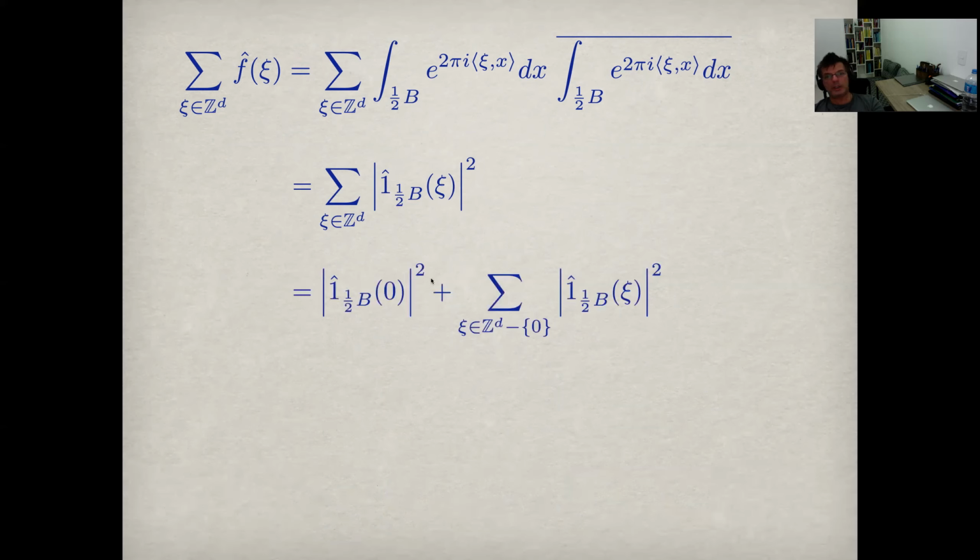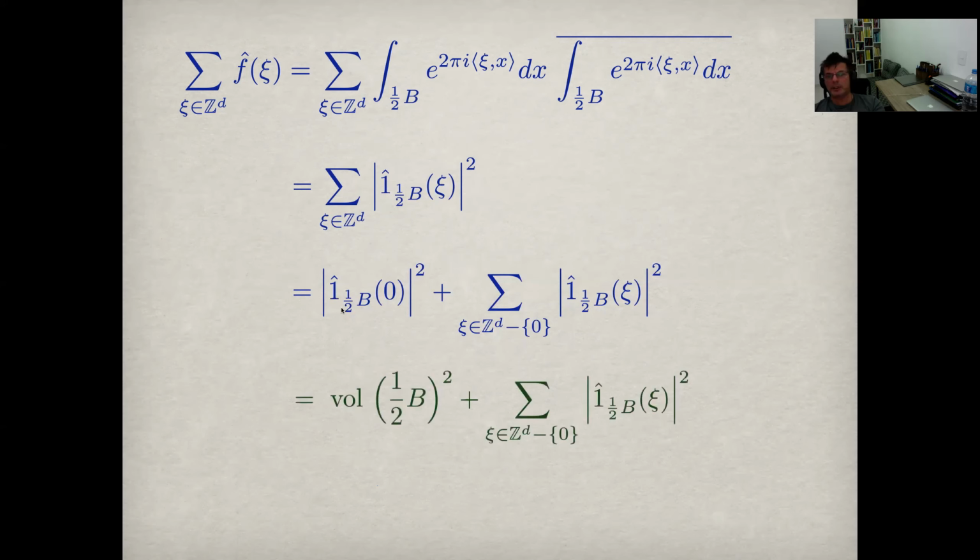And so now we're going to do something a little bit interesting, very common in this business. We take out the zero term. As we know, when we value the Fourier transform at 0, we're going to get the volume of the object. This will give us some volume, and we leave the rest intact. So let's work out the zero term. Again, we know that the Fourier transform of 1/2 B at 0 is the volume of 1/2 B. Now we have to square it.